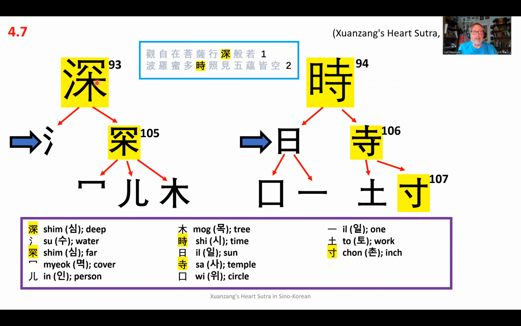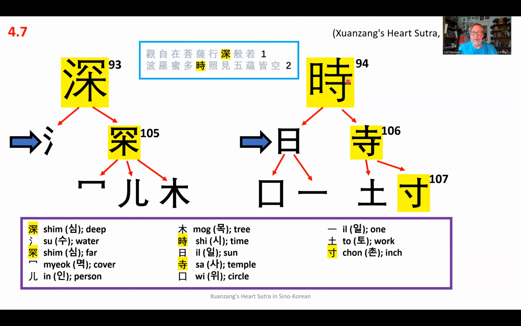It's broken up into 2 main components, one of which has already been covered, the su, a radical form of the character for water. And this character, shim, also pronounced shim, just like the character that it's a component of, means far. And then it has 3 additional components, all of which have already been covered. Myok means lid or cover. In, which is one of the names for this, is in or person, and then mok, which means wood or tree.